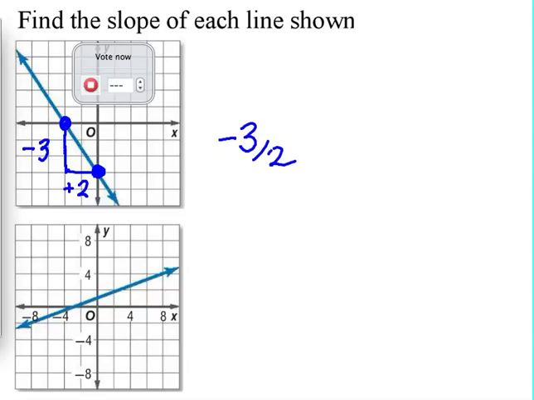Now that one, I'll be honest with you, I only see about 2 points it goes through, and those are the points far away.